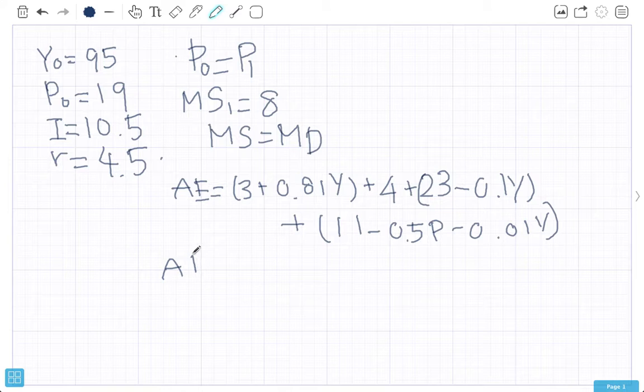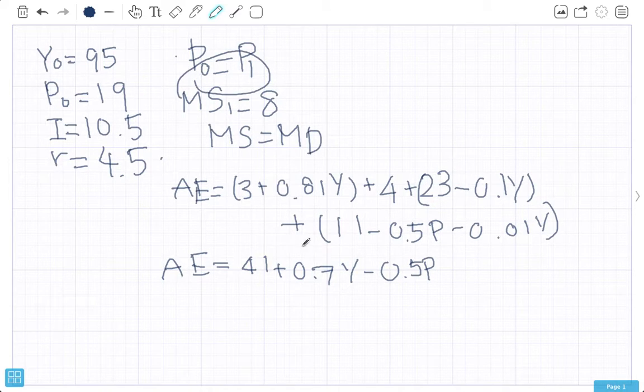All you have to do is simplify it. After you simplify, you'll get 41 plus 0.7y minus 0.5p. And now you realize here you have to consider P0 equals P1 here. So what you do is for this P, you plug in the 19 you have.